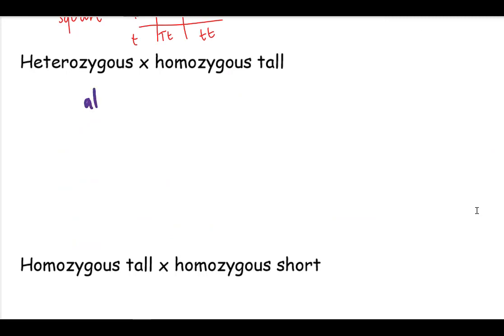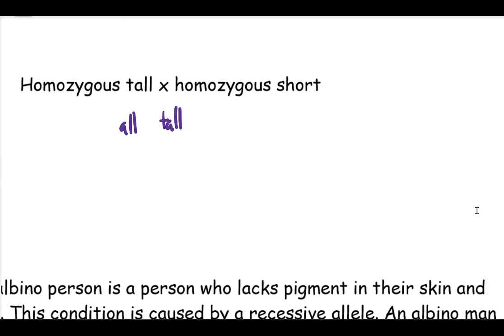The answer for this one is all tall. And the answer for this one is again all tall. So just check that you've got those. If you haven't, you must have made a mistake somewhere. So work out from the start what their genotypes would be. So that's going to be big T, big T. That's going to be little t, little t. And then work through it until you work out that they're all tall.